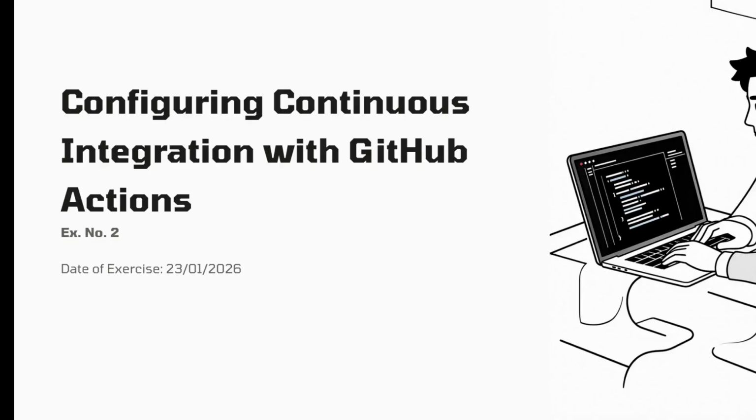In this experiment we're going to see about continuous integration with GitHub Actions. So let me say what GitHub Actions is. GitHub Actions is an option in GitHub where, in each and every repository, we can write a continuous integration and continuous deployment or continuous delivery pipeline.